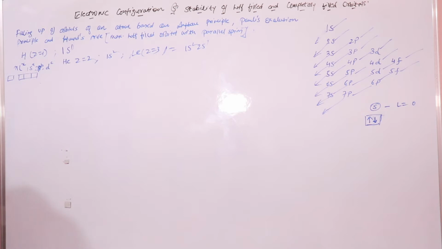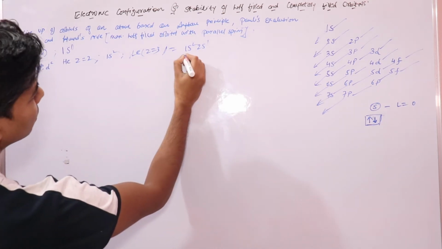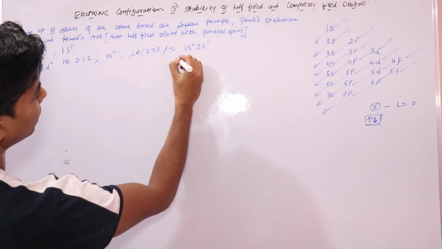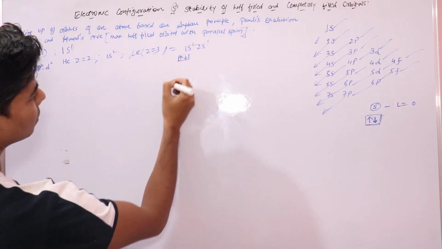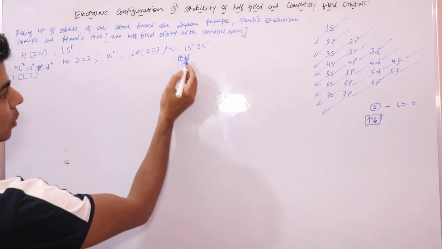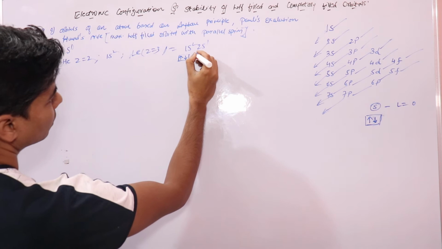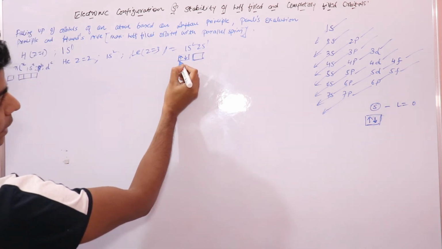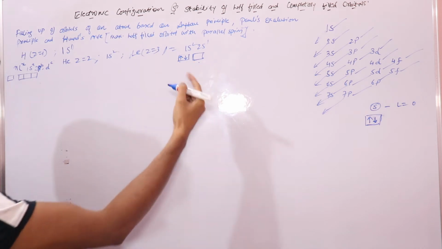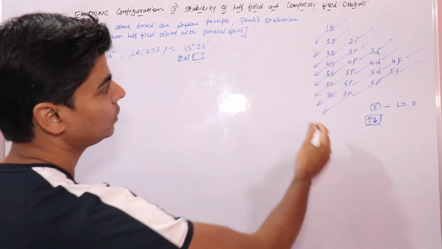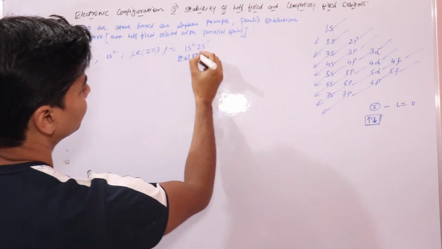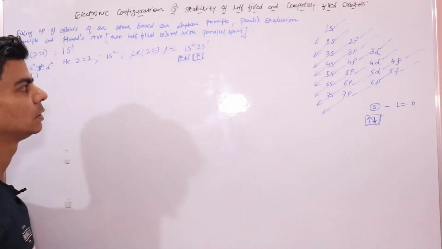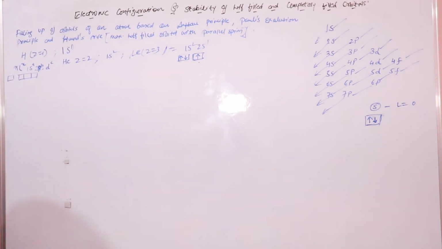And if you want to show this in box notation, it would be like this. This is up and down as per Pauli's exclusion principle. Then I'm filling up first 1s, then 2s. Why? Because as per the Aufbau principle, we have to follow this increasing order.